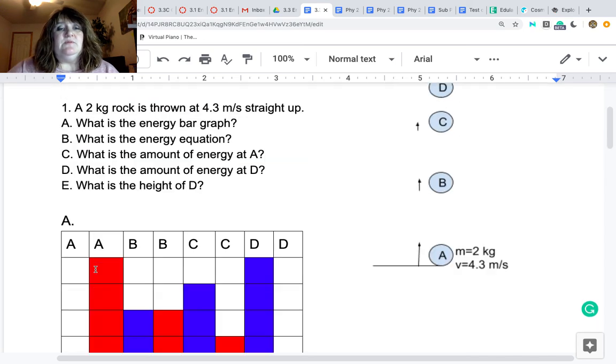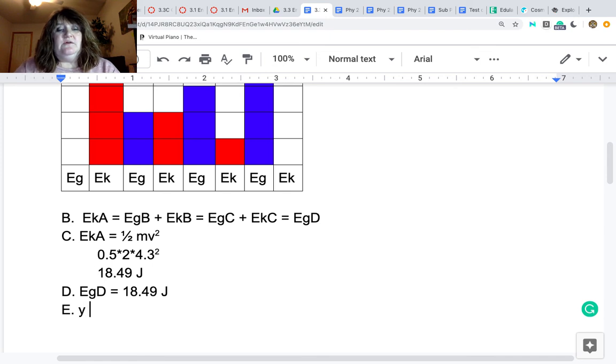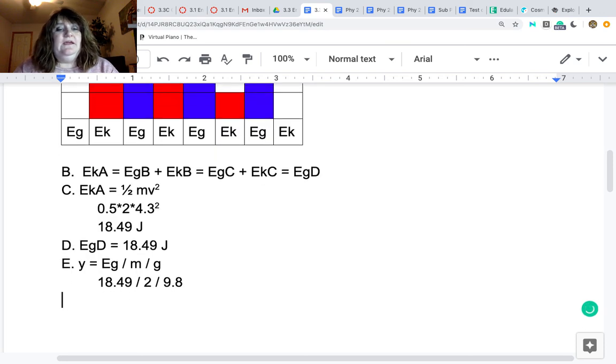Part E of this problem said, what is the height of D? On your formula sheet, your equation alternative, y is equal to EG divided by m divided by g, which would be 18.49 divided by 2 divided by 9.8 on planet Earth. And again, grabbing your handy dandy calculator, you should have 0.94 meters. The rock only went up 0.94 meters. It's not even a whole meter.